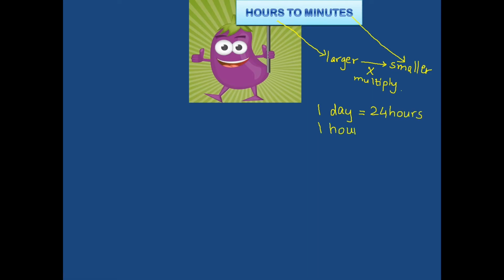Now let's see how hours can be converted to minutes. Remember, the same rule of multiplication will be applied here like the one we had applied for conversion from days to hours. Just the difference would be that a day has 24 hours but an hour has 60 minutes. And from a larger quantity to a smaller quantity, we always multiply.